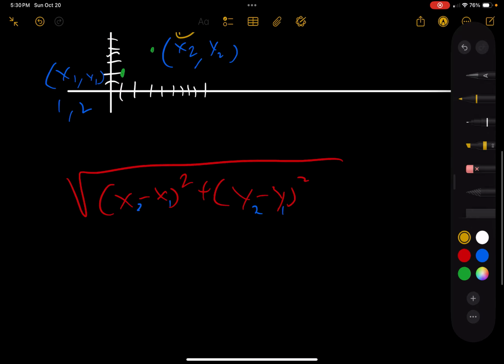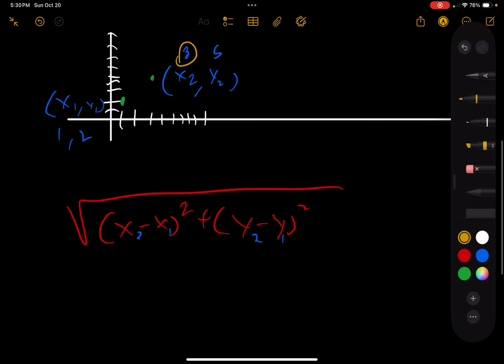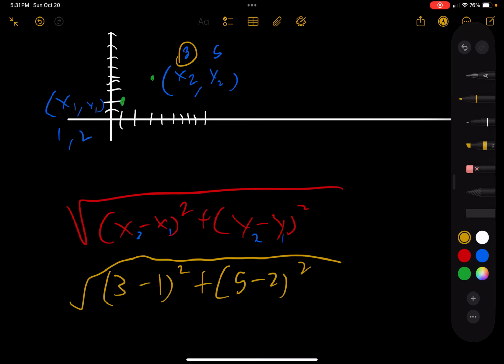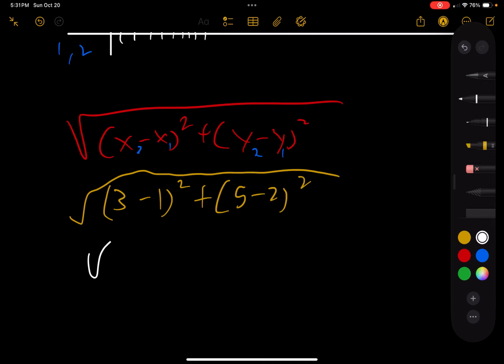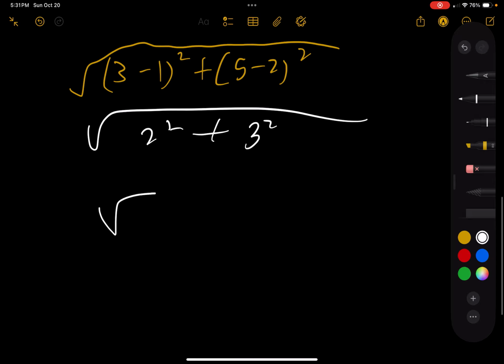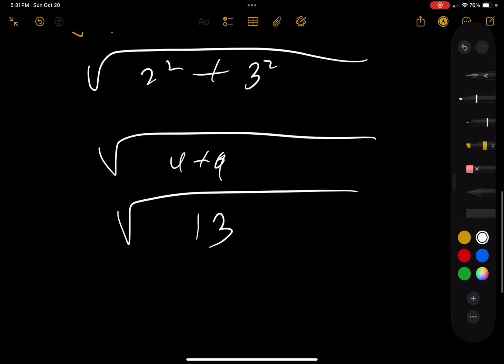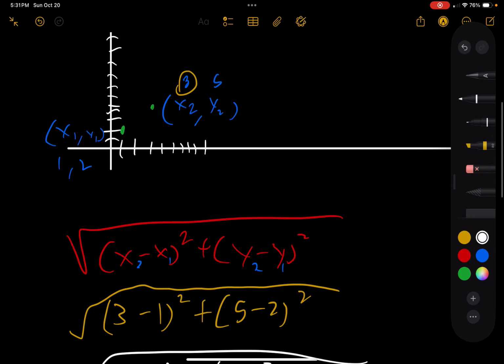So this is the square root of (3 minus 1) squared plus (5 minus 2) squared. Now we're just solving. Square root of 2 squared plus 3 squared, 4 plus 9, square root of 13. And this is our value. So the distance between points A and B is the square root of 13.